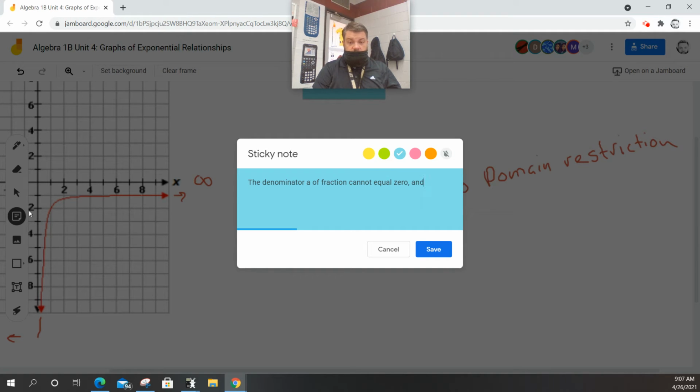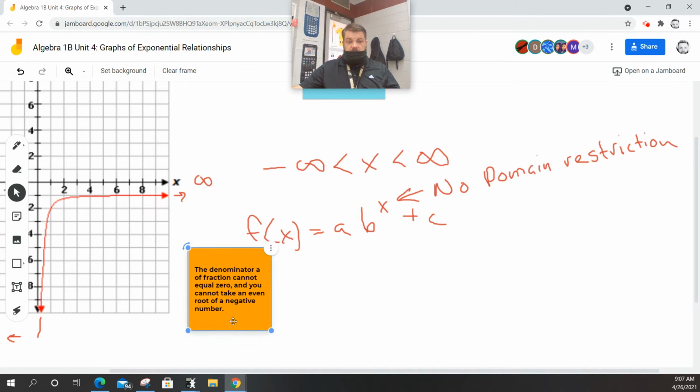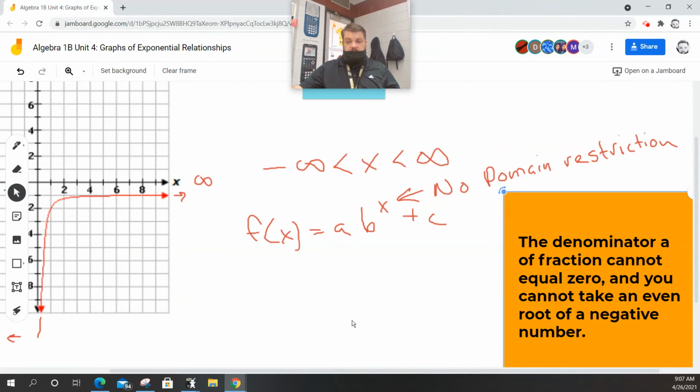And you cannot take an even root of a negative number. So those are the only two restrictions, okay? So we'll post that, and I want you to write it down. There's a reason I'm typing it all out. I want you to write it down because what are those examples?